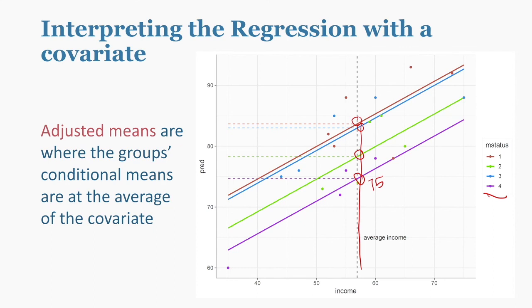So on average, a widowed individual making the average income has a satisfaction score of about 75. That's how you would interpret that.